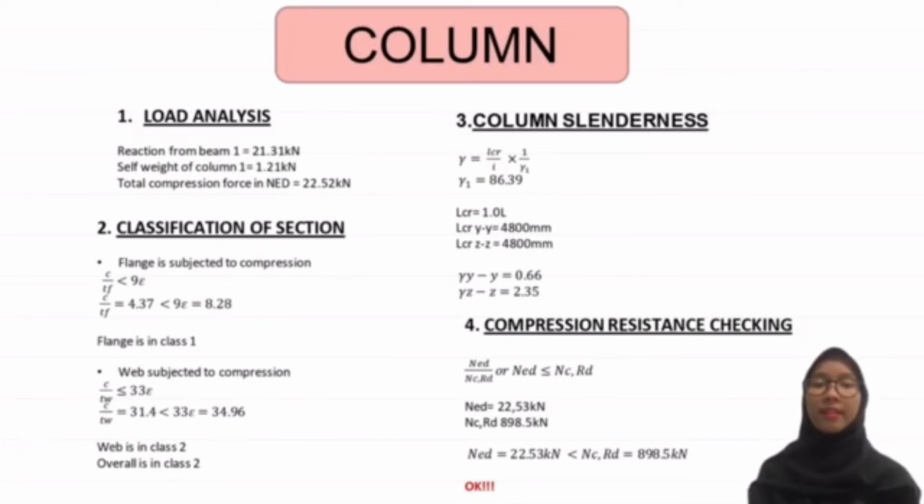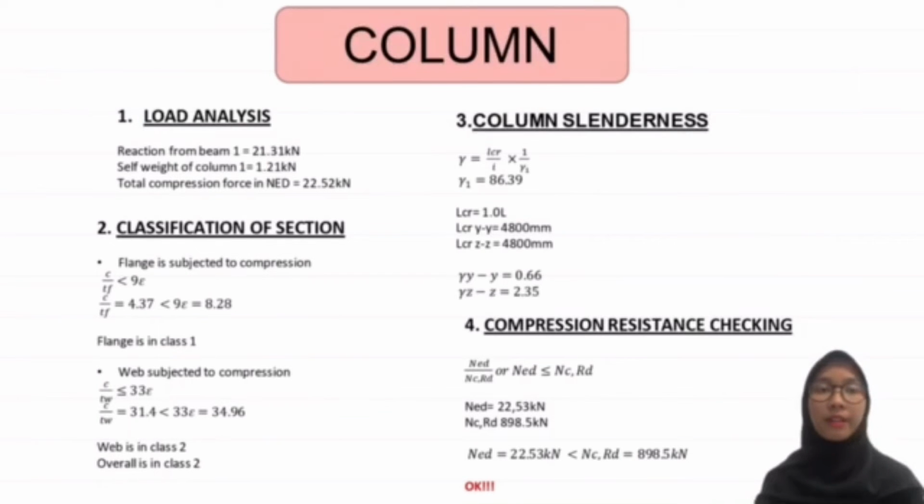For load analysis, the self weight of column 1 is 1.21 kN. Total compression force in NED is 22.52 kN. For classification of section, the flange is subjected to compression, where we get 8.28. Flange is in class 1. For web subjected to compression, where we get 34.96.